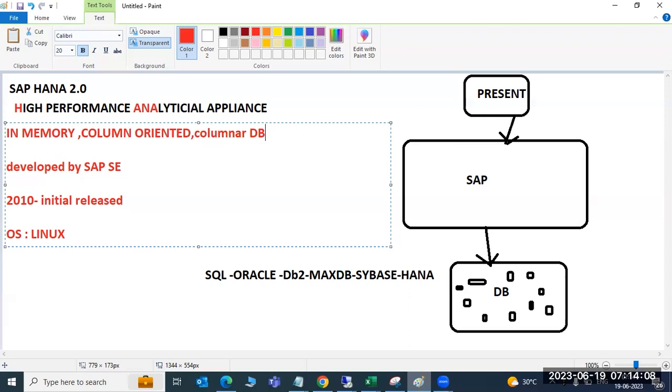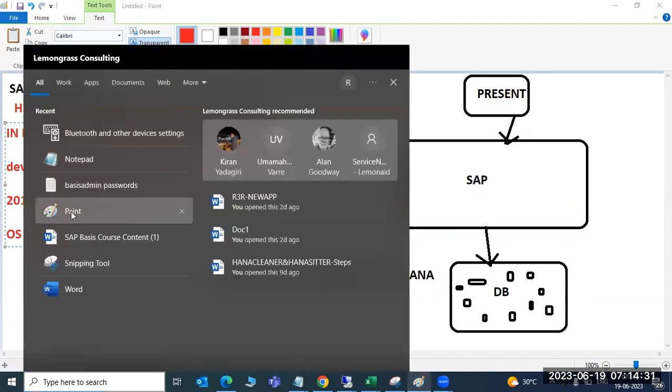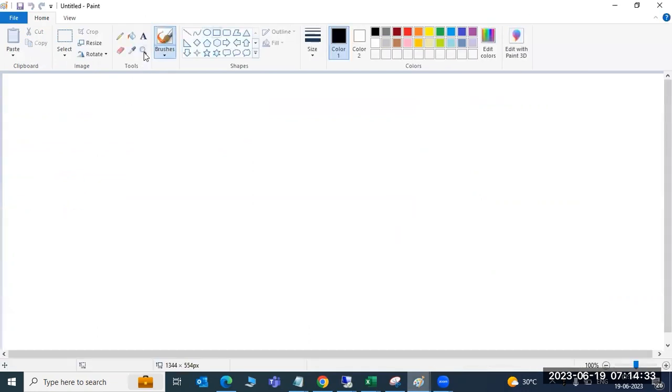Sir, why is it fast? We have other databases which are row store databases, but HANA is a columnar store database. And also one more is the in-memory concept. What is this in-memory concept? Can you explain in a detailed way? In-memory concept means, let me take it here, in-memory means RAM memory. The data is stored in the in-memory.